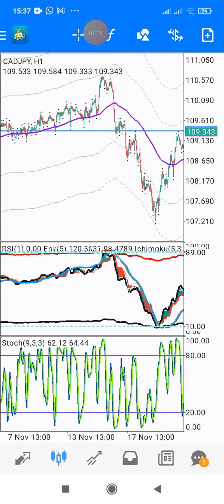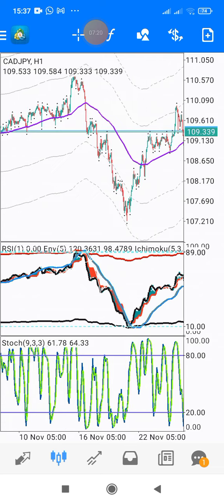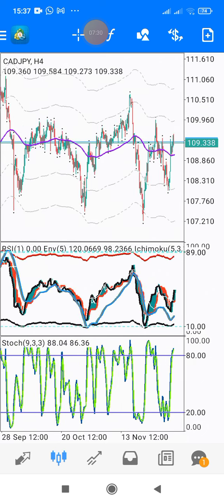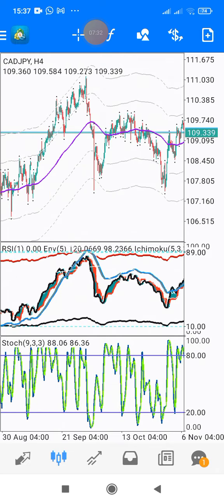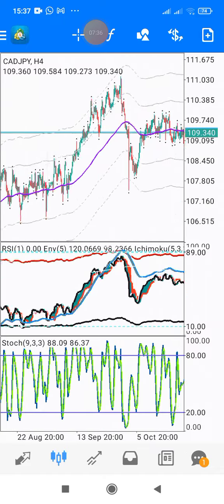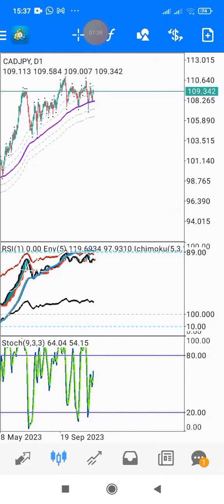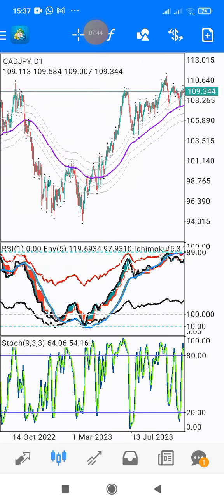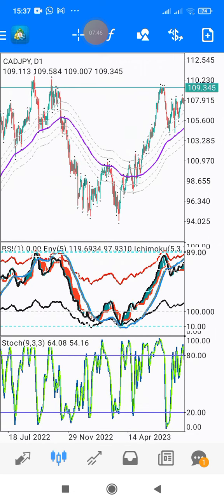Let us squeeze this one, then it will come out clearly. So this is our market. Let us go to a higher time frame. This is now our market. This is how it behaves. This is on a daily chart.